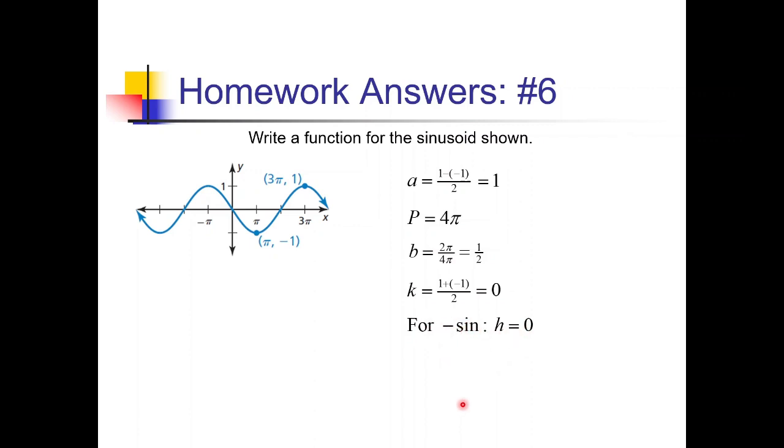So putting it all together then, my general format is going to be negative a sine of b times x minus h, plus k. So I've got a negative invisible 1, which I don't have to write the 1. We have sine of 1/2, and we have x minus 0, so just x. And then plus k, there is a 0 for the k value, so this is actually done.